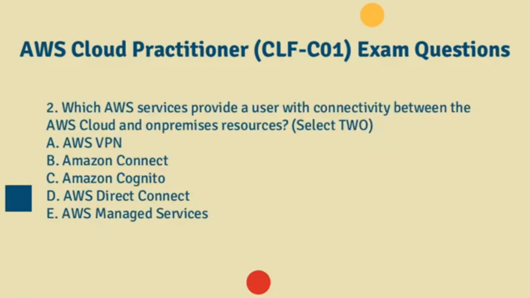2. Which AWS services provide a user with connectivity between the AWS cloud and on-premises resources? Select 2. A. AWS VPN. B. Amazon Connect. C. Amazon Cognito. D. AWS Direct Connect. E. AWS Managed Services.